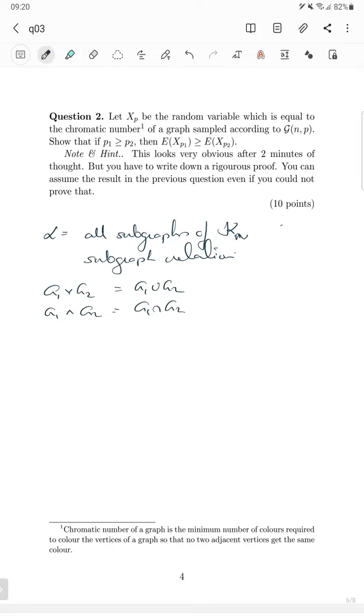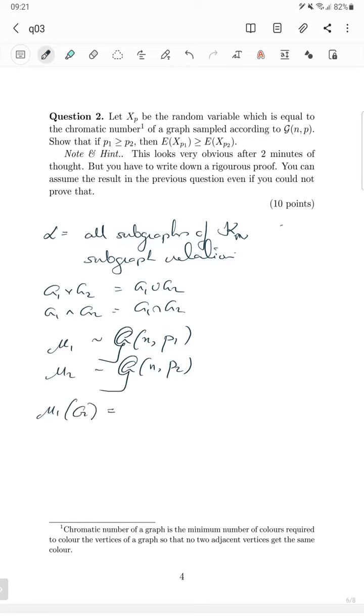Now the equation that is given in the previous question, we have to show that it holds here. But what are mu1 and mu2? It is not P1 and P2. Mu1 is like your Gn comma P1, and mu2 is your Gn comma P2. What does this mean? Under mu1, the probability of any graph, mu1 of some script G, mu1 of any given graph G will be equal to what?